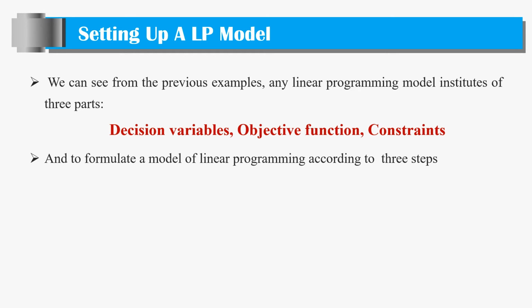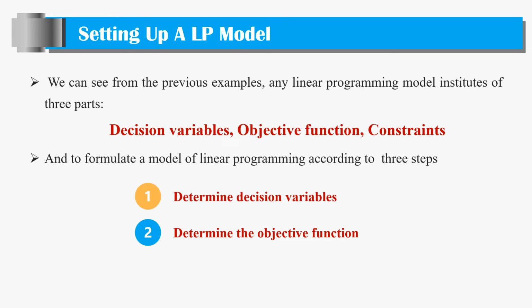And to analyze a problem and formulate a model includes 3 steps. Step 1, determine decision variables. Think about the problem, what to decide. Step 2, determine the objective function. Think about generally the problem target. Step 3, determine the constraints. It generally describes the relationships.